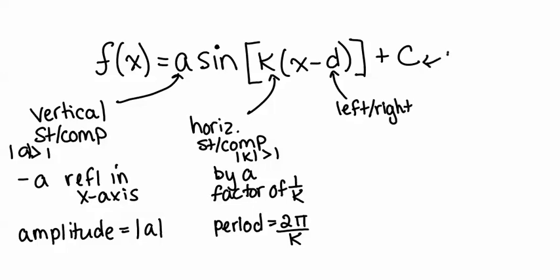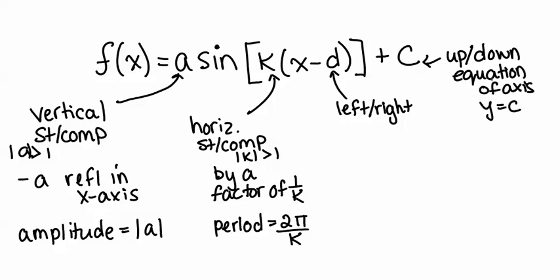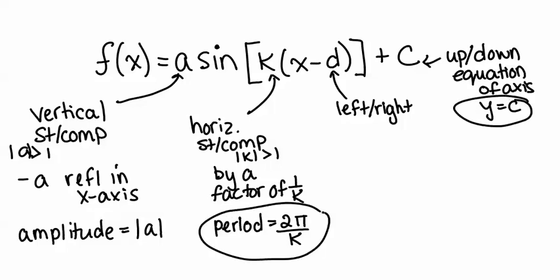And C is going to be our vertical translation, which shifts our graph up and down, and also tells us the equation of our axis is going to be y is equal to c. So that's what all the stuff does, and our key features are given by C, K, and A.